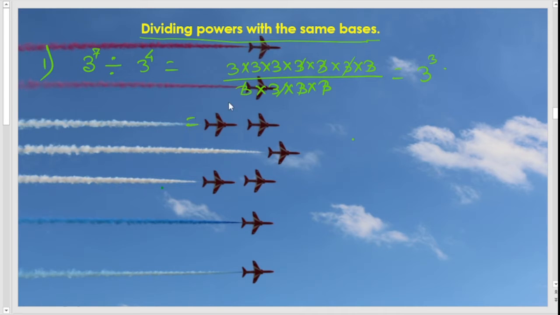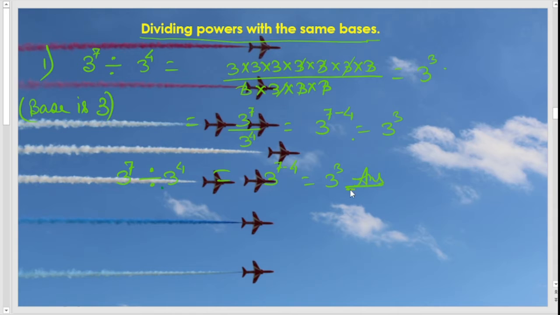In another way, we can also write 3 to the power 7 divided by 3 to the power 4, where the base is the same. The base is 3. So the common base will be 3 and the exponent will be 7 minus 4, that is 3 to the power 3. So we can directly write 3 to the power 7 divided by 3 to the power 4 is equal to 3 to the power 7 minus 4, which is 3 to the power 3.